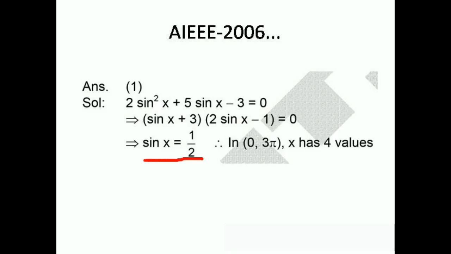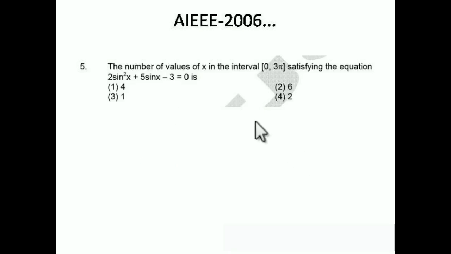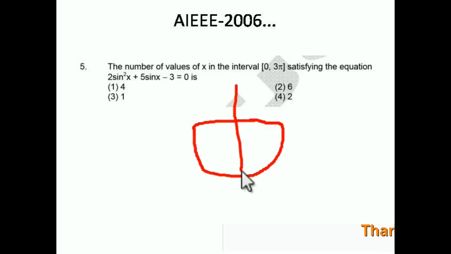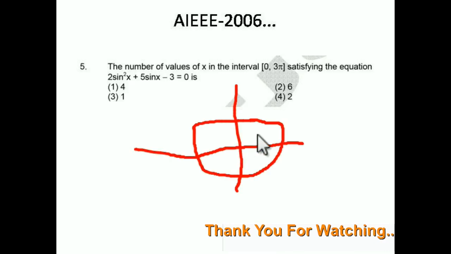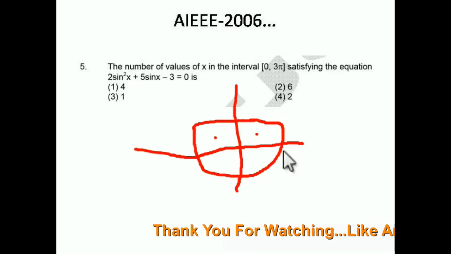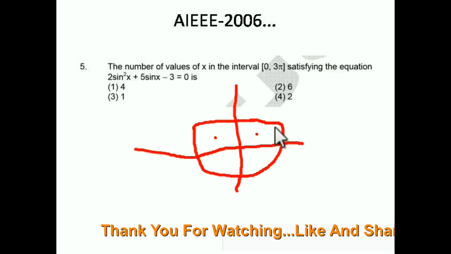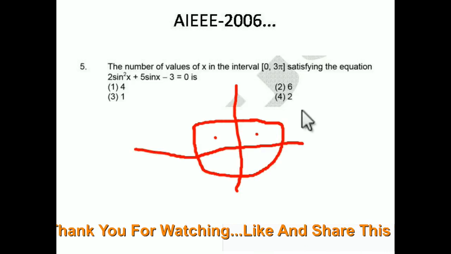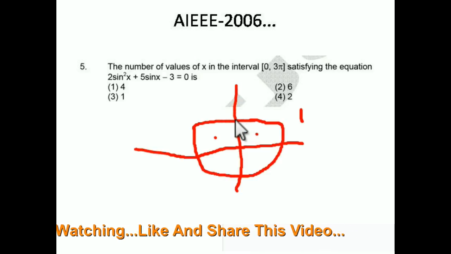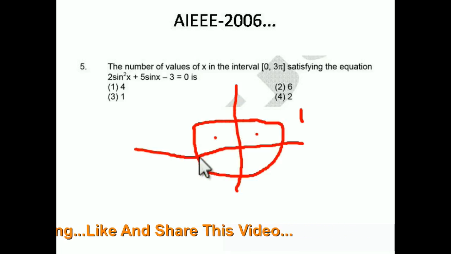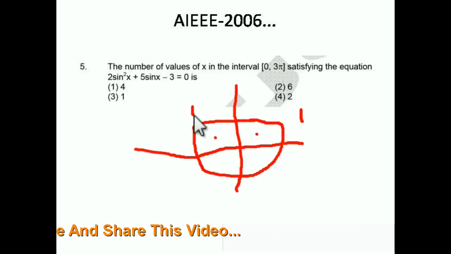Now let's go to the basics of trigonometry. So here we have a unit circle. Consider it as a circle; this is a unit circle. Sin x is positive in the first quadrant and second quadrant. Now from 0 to pi/2, 1/2 comes one time. And from pi/2 to pi, it again comes one time.